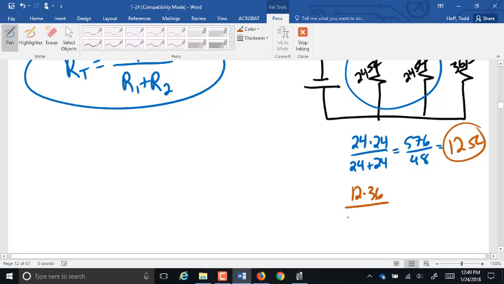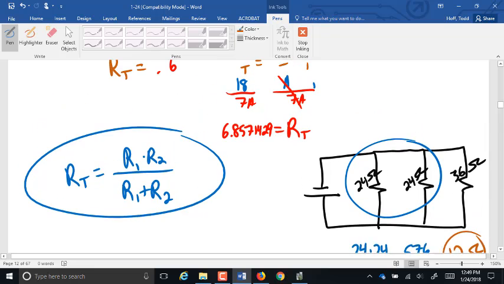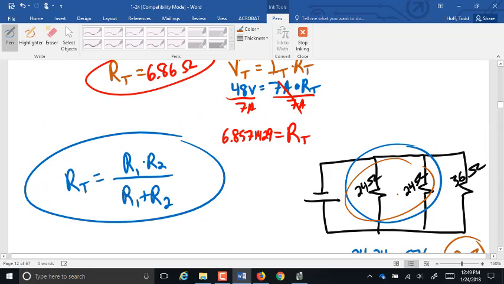So 12 times 36 over 12 plus 36. 12 plus 36 is 48. 12 times 36 is 432. Is that correct? Which divides out to be 9 ohms. So you can just apply that formula twice. You combine these two, and then you combine that total with the third one.